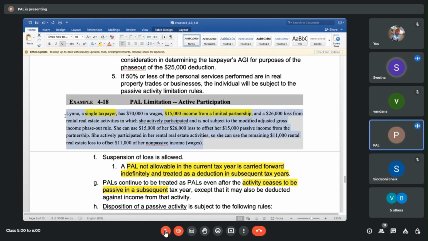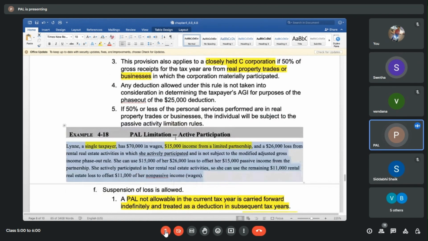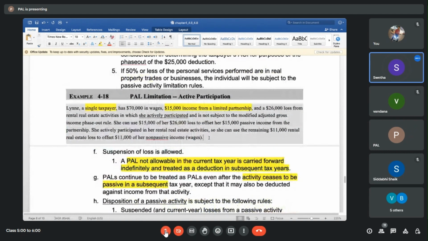Okay. This was the question that you asked: will she still be able to take the $25,000 deduction and all? Hemant, can you try to explain it? What is happening here?